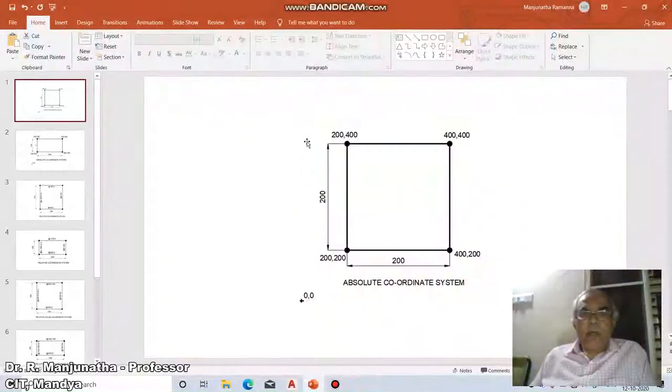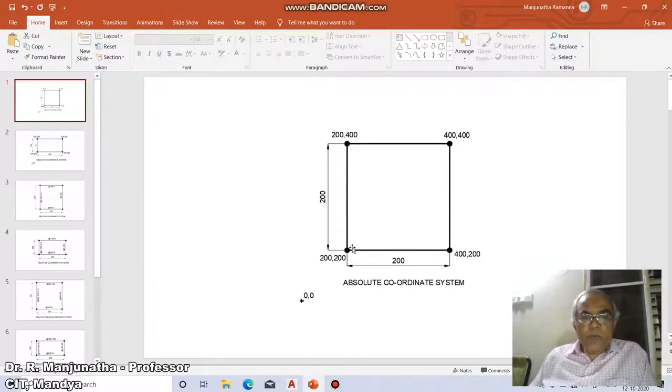To draw a square by using a line command, here we use the absolute coordinate system. When you see here, this point is 0, 0, and this is a 200 mm square. We have to start from the first point. The first point is 200, 200. That means from 0, 0, it will take 200 along the x-axis and 200 along the y-axis. So it will go to draw the first point.